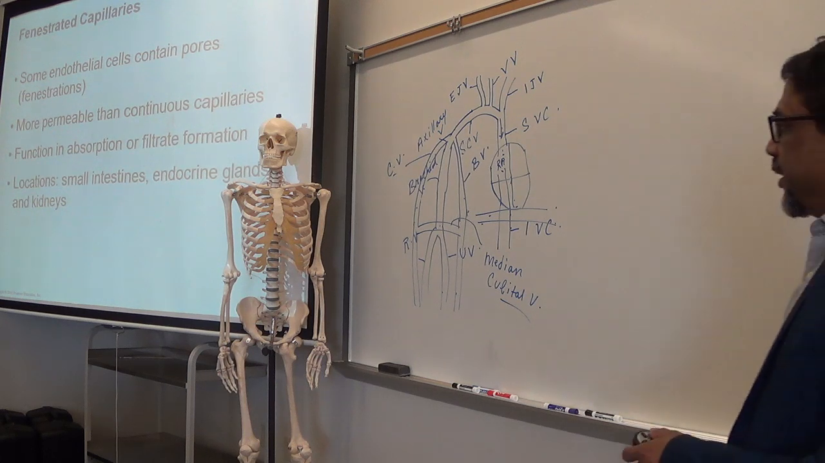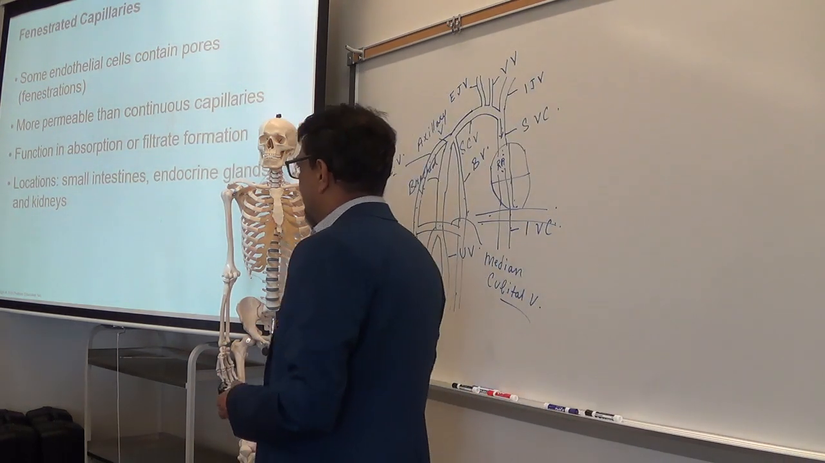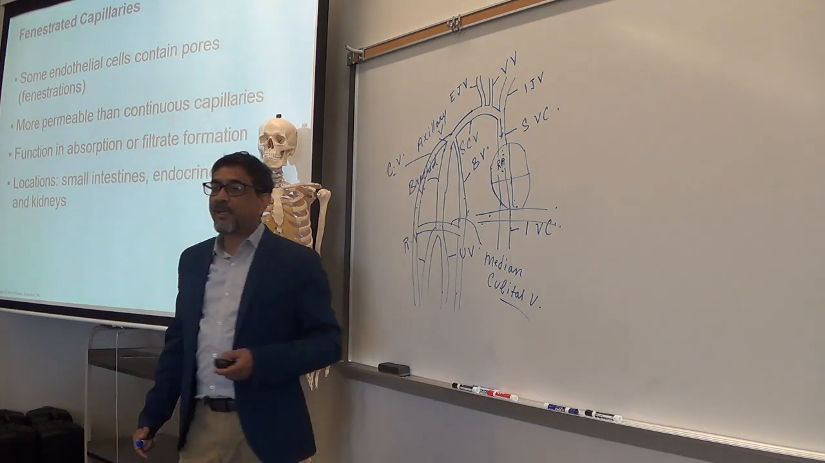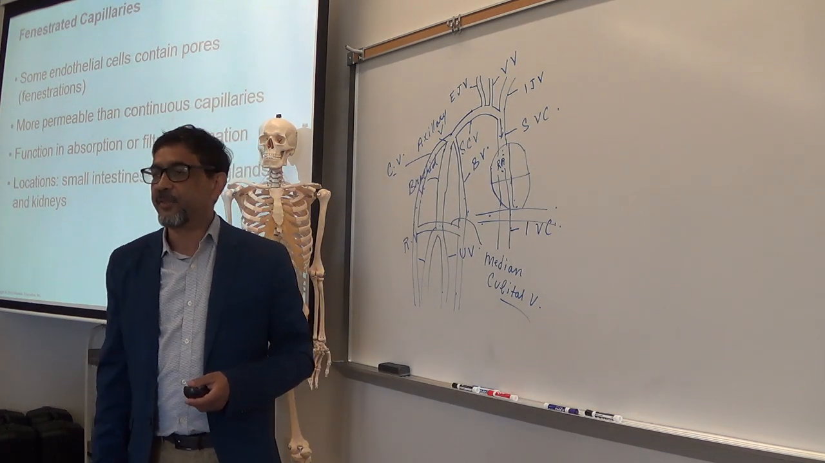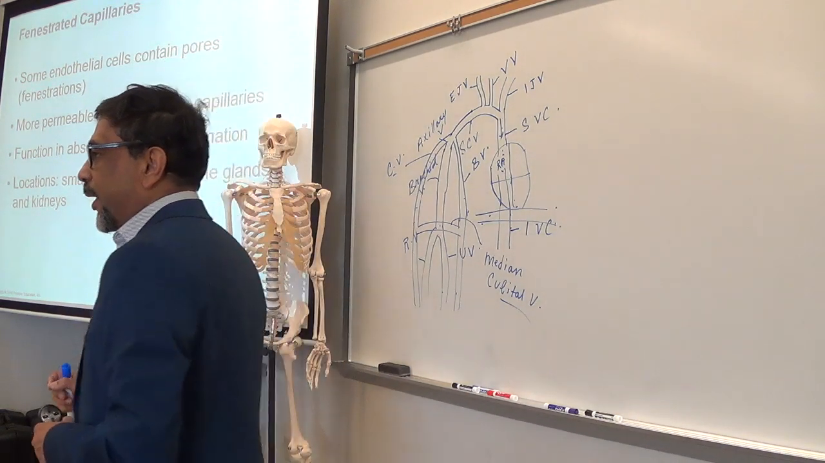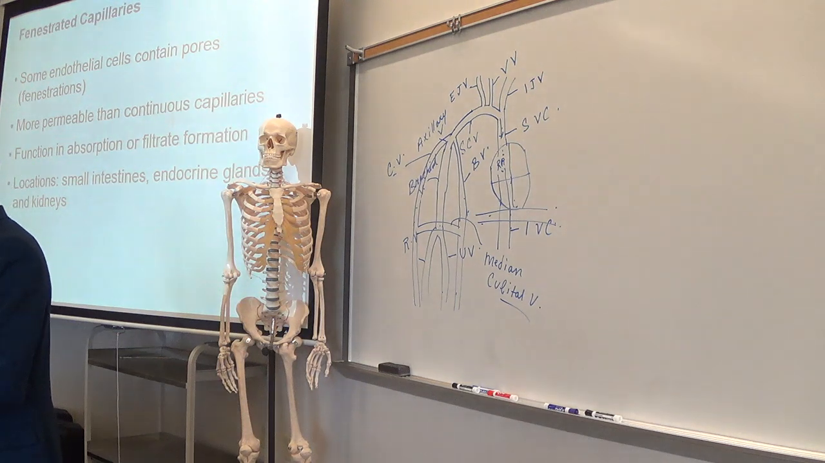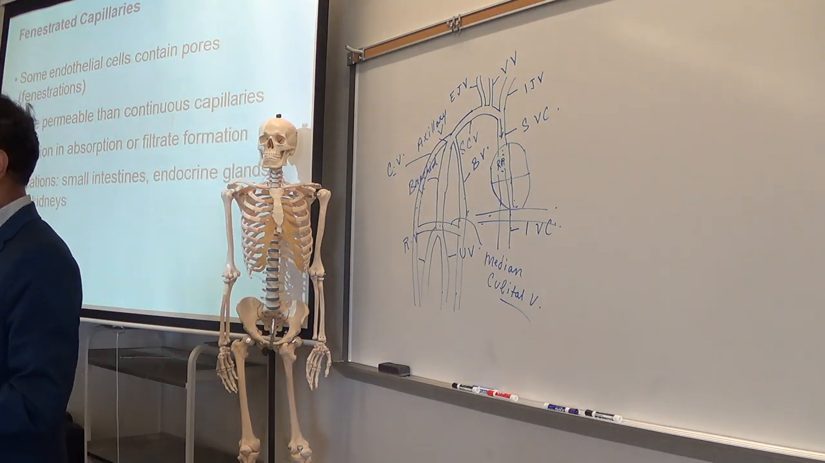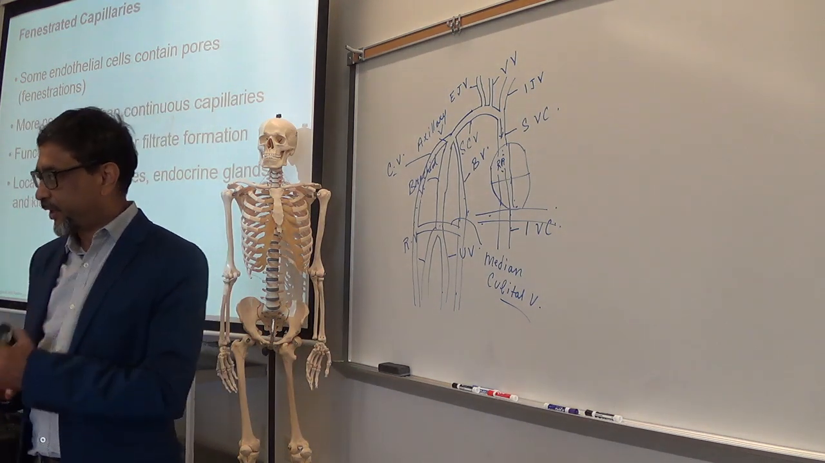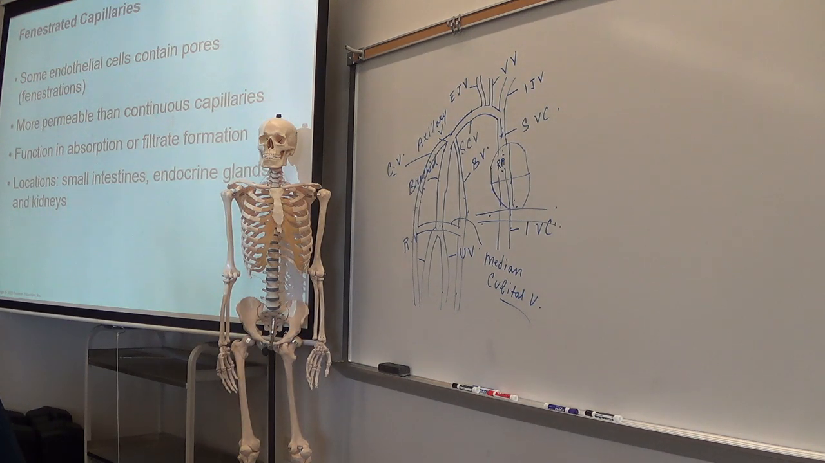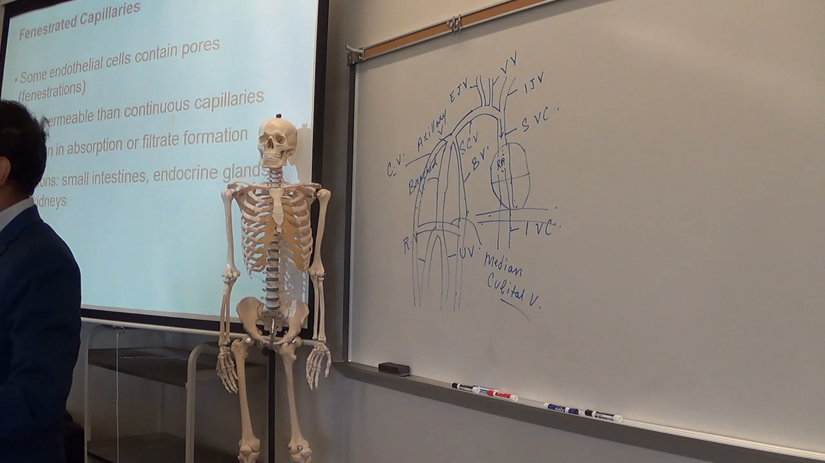Where will you find the fenestrated capillaries? In the glands and intestine and kidneys. You can also write it down: where you need absorption, secretion, and filtration, those three functions. Now you tell me, absorption occurs where?